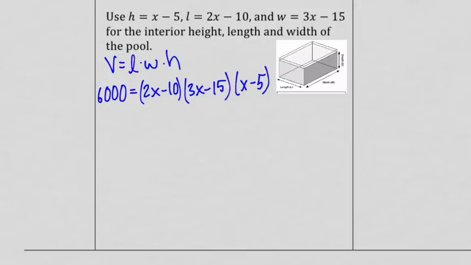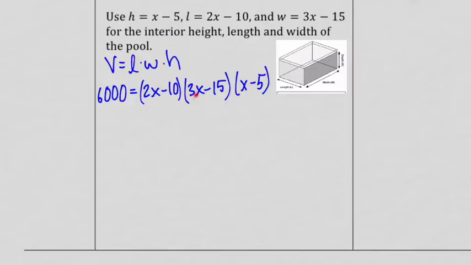This problem is going to take us a while. Here's the plan. We are going to multiply these out. Yes, we're going to get a little bit of a mess in here. Then we're going to move the 6,000 over to this side to make it equal to 0. And then we're going to try to factor that to solve it. Okay, so here we go. First, we're going to multiply these out. So this one times this one, and then we'll do that one at the end.